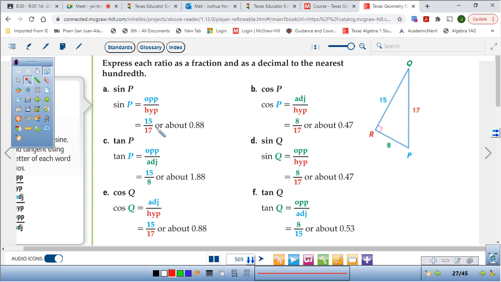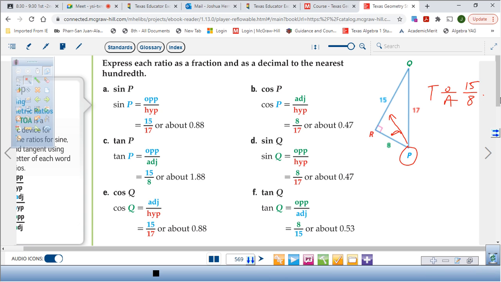Okay, let's do tangent of P. P is over here again. TOA. Right? Opposite, where's P? Opposite 15 over adjacent 8. Does anybody have any questions as far as how to establish which is opposite and which is adjacent?